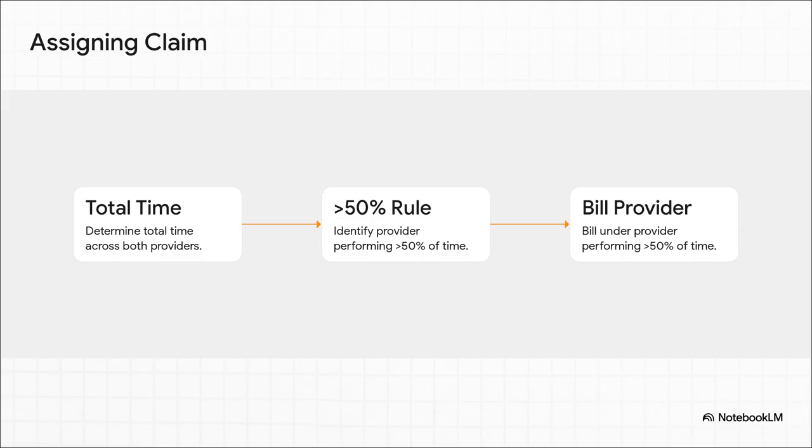Step 2. Look at that combined total and identify the provider who performed greater than 50% of that time. Finally, Step 3. Build a claim entirely under that specific provider's NPI. It really is an all-or-nothing assignment based on who crossed that halfway mark.